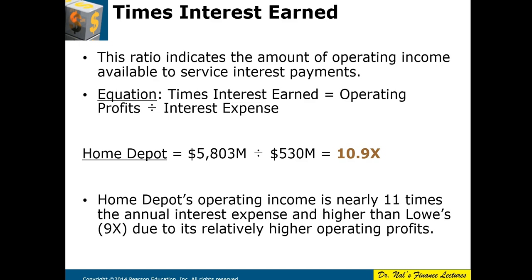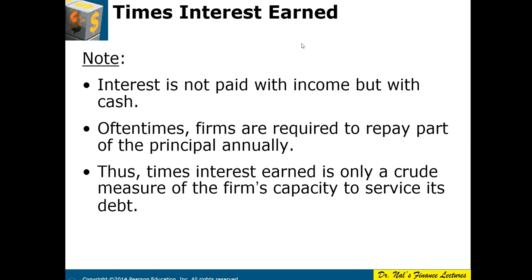All right, so times interest earned is yet another measure. This ratio indicates the amount of operating income available to service interest payments. And the more operating income is available, the better, right? So the higher this ratio, the better the company. For Home Depot, that ratio is 10.9 times versus only 9 times for Lowe's. So in times interest earned, Home Depot is doing a better job than Lowe's.